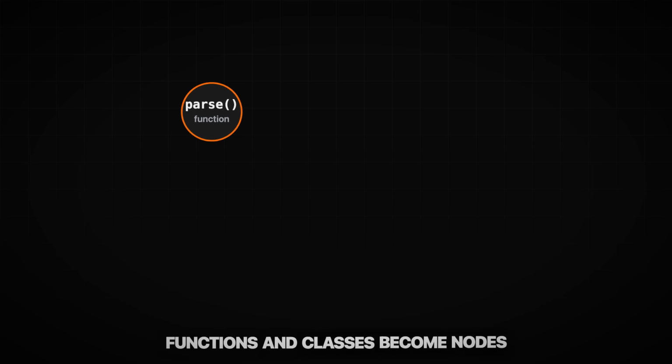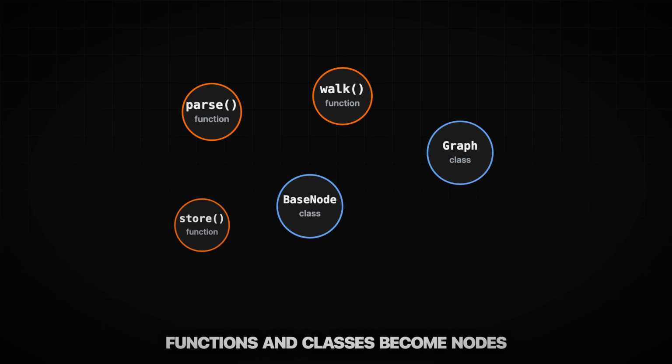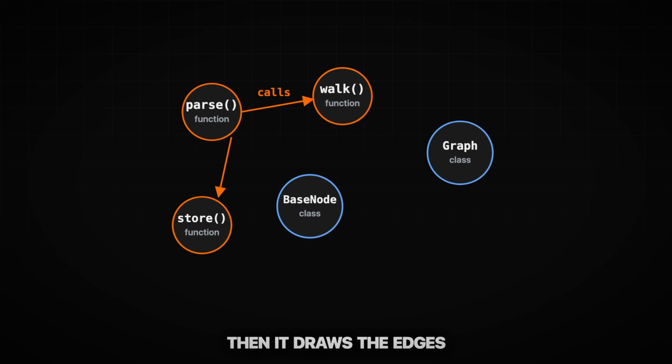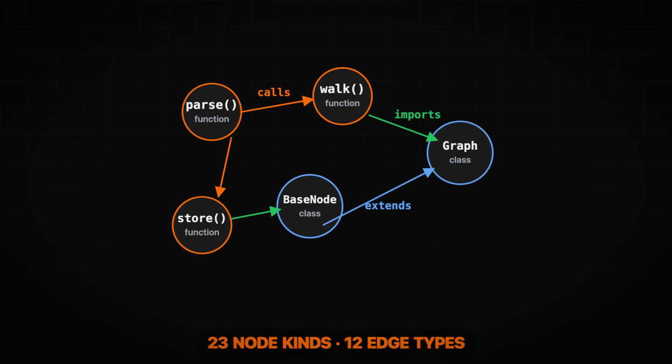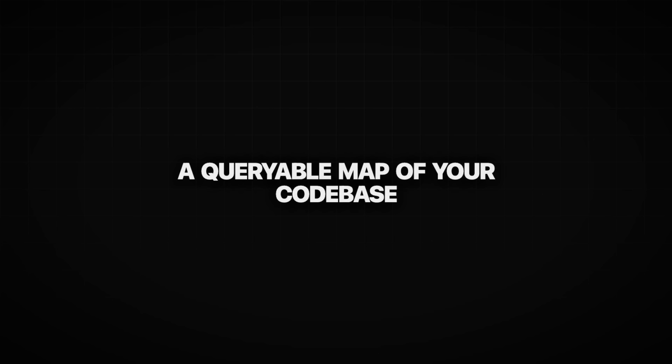Step 2. The graph. Each symbol becomes a node, and CodeGraph tracks 23 kinds, from functions and classes all the way to enums and root handlers. Then it draws the edges. This function calls that one. This class extends that one. This file imports from there. 12 relationship types in all. Stack thousands of those together, and you've got a queryable picture of how your codebase actually fits together.